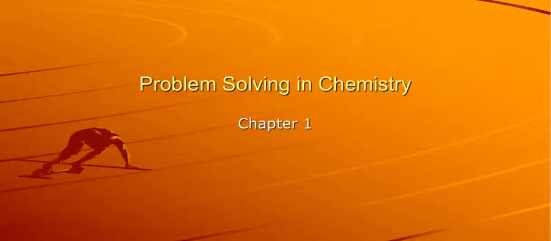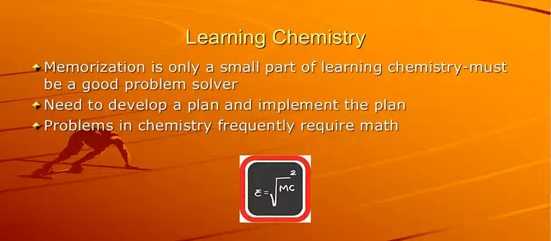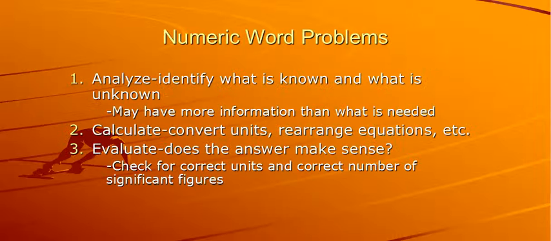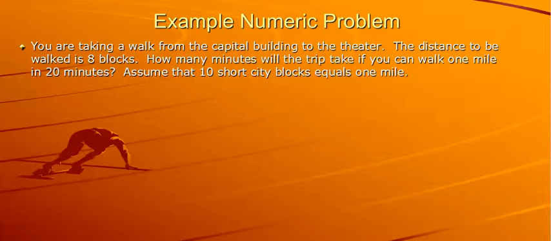Problem solving in chemistry. Many problems in chemistry require math, so we're going to look at the dimensional analysis approach to solving numeric word problems. In numeric word problems, first you want to analyze what's known and what's unknown. Then we're going to calculate, which for our part means converting between units most of the time. And then thirdly, you want to evaluate and make sure the answer makes sense. So let's look at some examples.